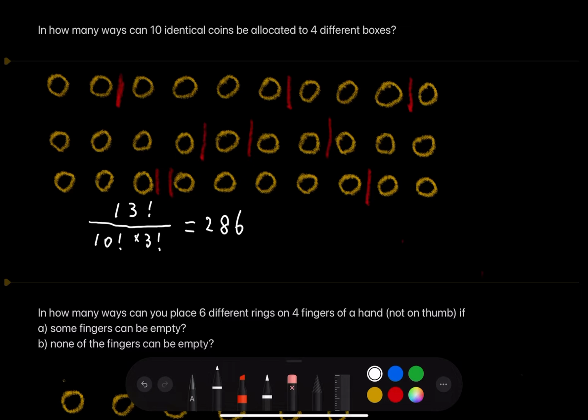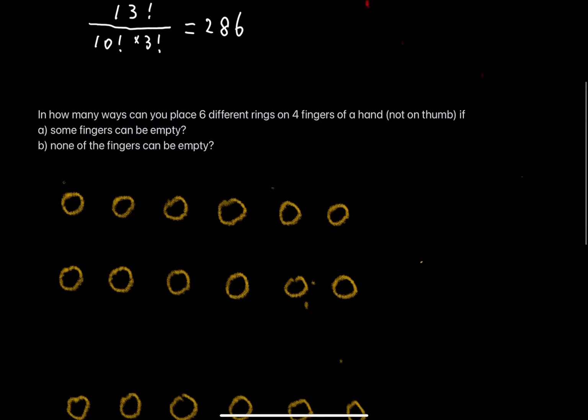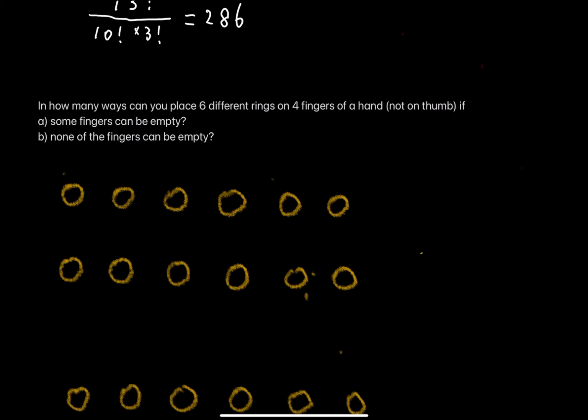That includes some boxes being empty. Right, so this is the first question. And I have a similar question with the next question I show you here. How many ways can you place 6 different rings on 4 fingers of a hand? Okay, first question, if some fingers can be empty. So this is a very similar question to the first question we did. The only difference is this time I have 6 different rings. So the rings are different. That's the only difference.